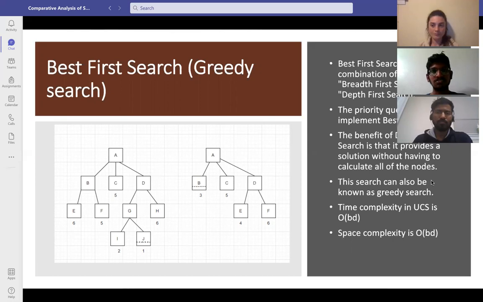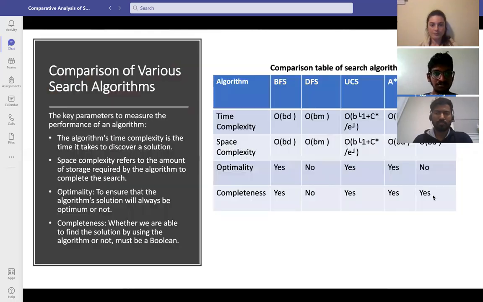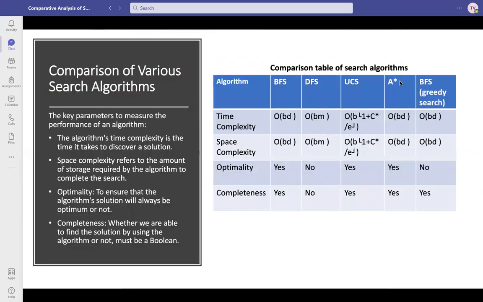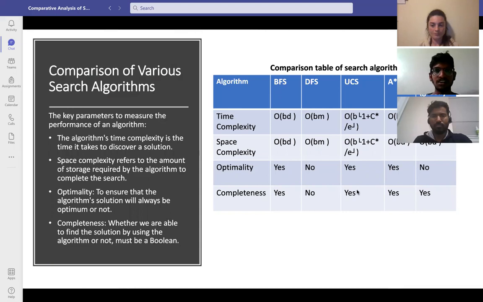And after that, if we compare all these search algorithms, can you go to the next slide, Dion? So here is the brief comparison among all these search algorithms. To compare them, we have to consider four metrics: time complexity, space complexity, optimality, and completeness. Time complexity is the time taken by the algorithm to discover a solution, and space complexity is the space required for the algorithm to complete the search. Optimality is ensuring whether the algorithm's solution will always be optimum or not.